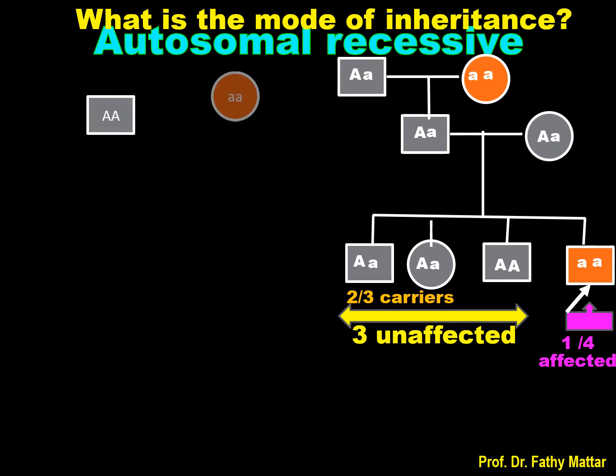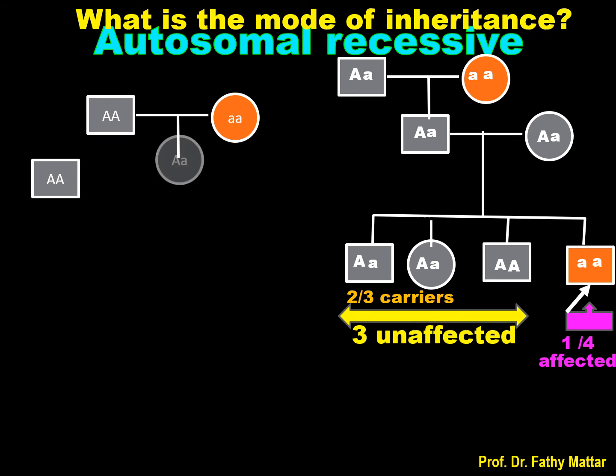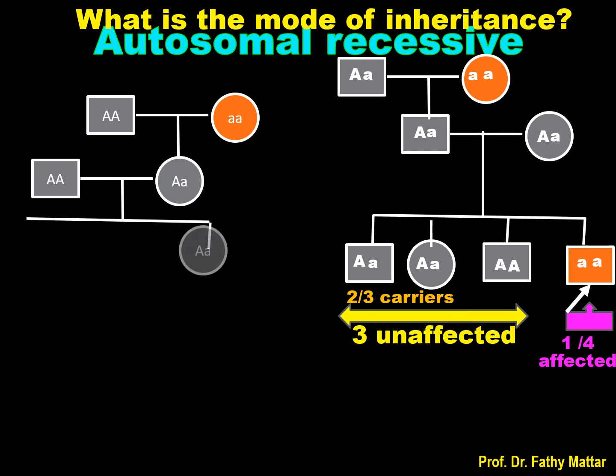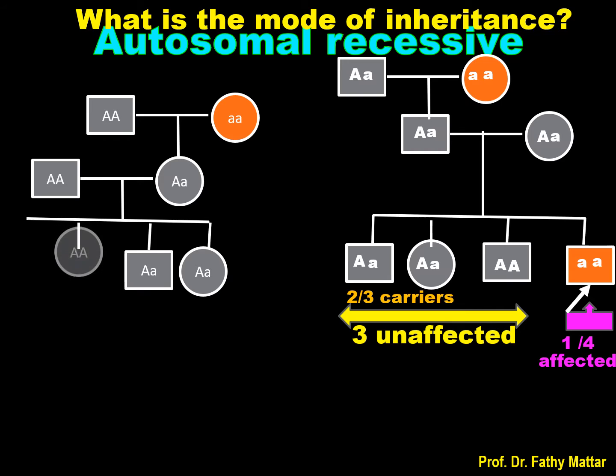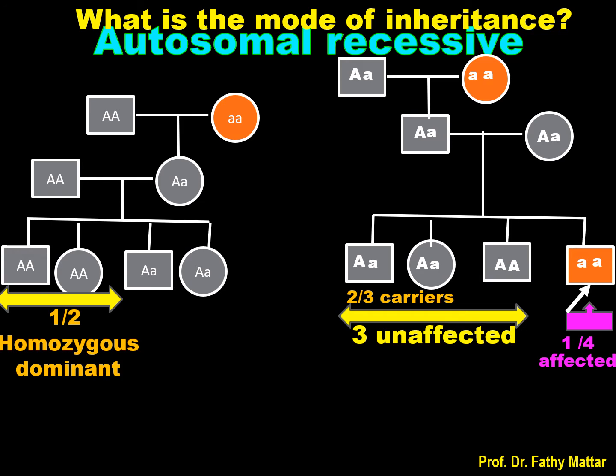Let's look at this family. The affected female has been married to a male and had a normal girl. Possibly the male is homozygous dominant. If this female who should be heterozygous is married to a homozygous dominant male, they will get children. Half of them will be homozygous dominant, and half of them will be heterozygous carriers.